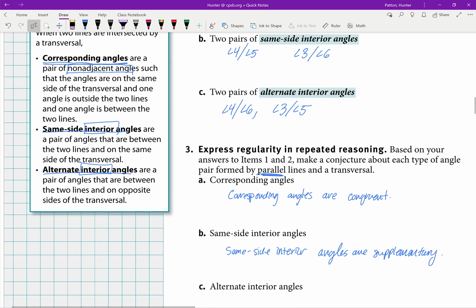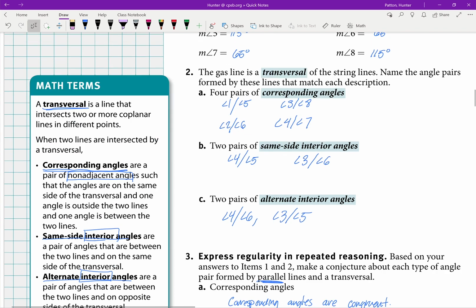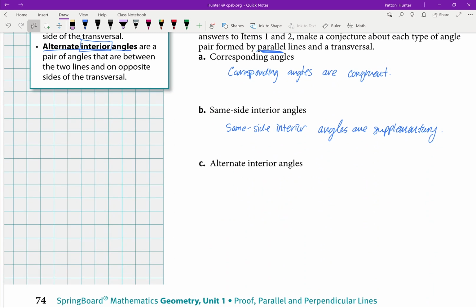For C, let's look at our alternate interior angles. 4 and 6 are the same angle measure. 3 and 5, same angle measure. How about we guess that alternate interior angles are congruent as well?